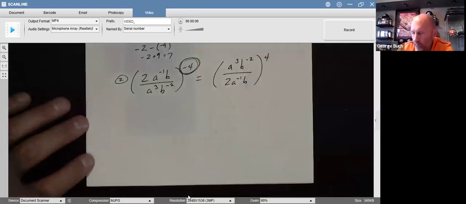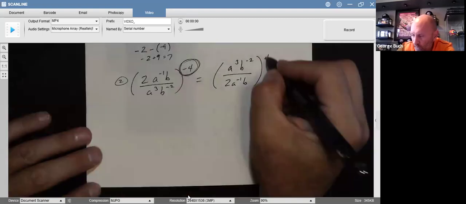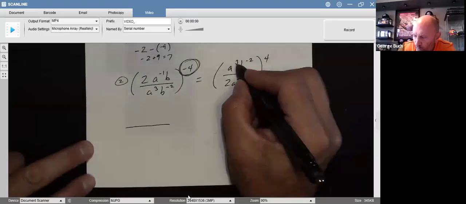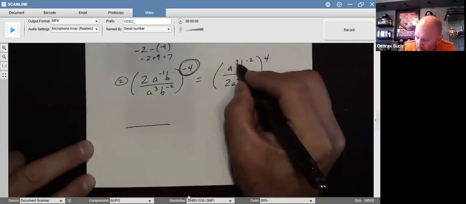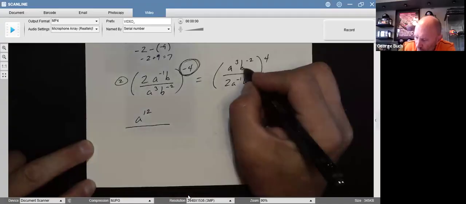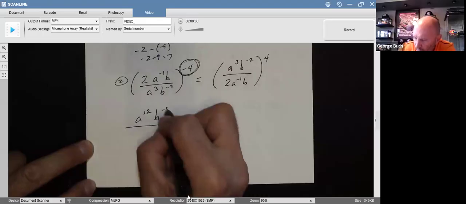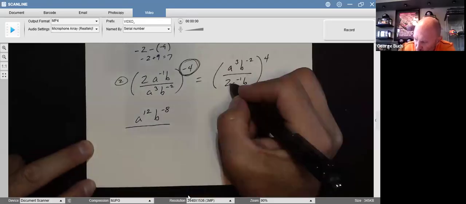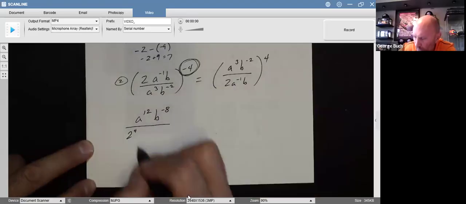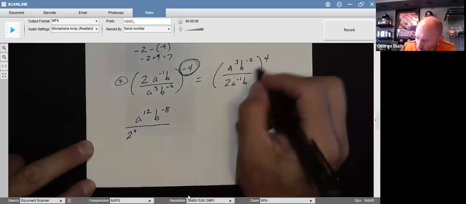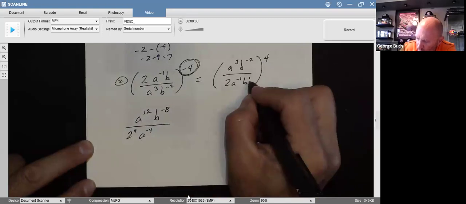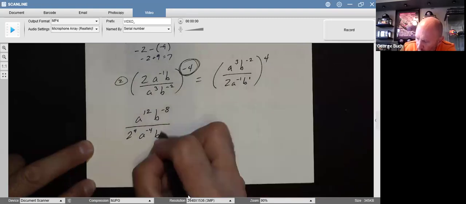Now, one of the options is to bring this 4 into everything. So we have what? A to the third power to the fourth power, I multiply exponents, so that's a to the 12th. Negative 2 times 4 is negative 8. Be careful here because this is 2 to the fourth power. Not 2 times 4, but 2 to the fourth power. Negative 1 times 4 is negative 4. And there's like an invisible 1 here, so 1 times 4 is 4.